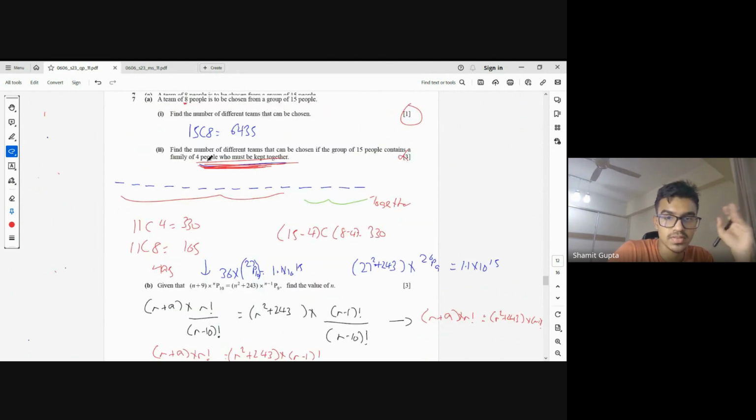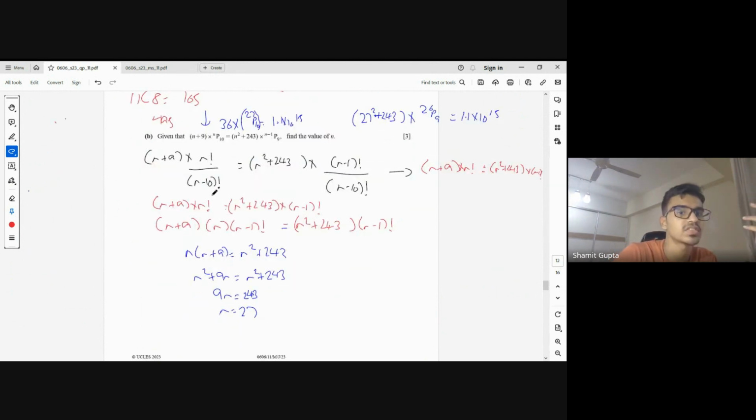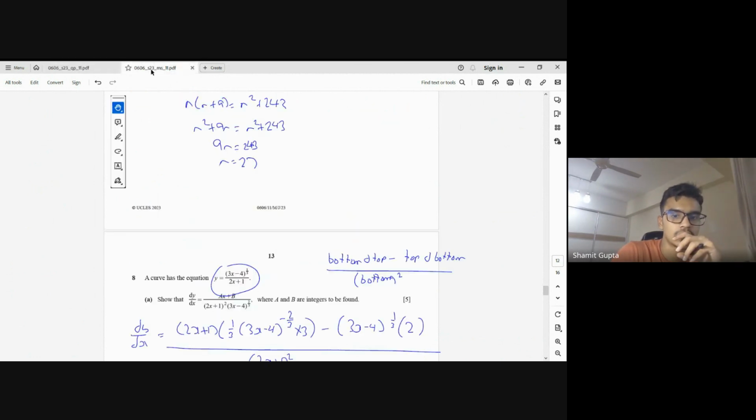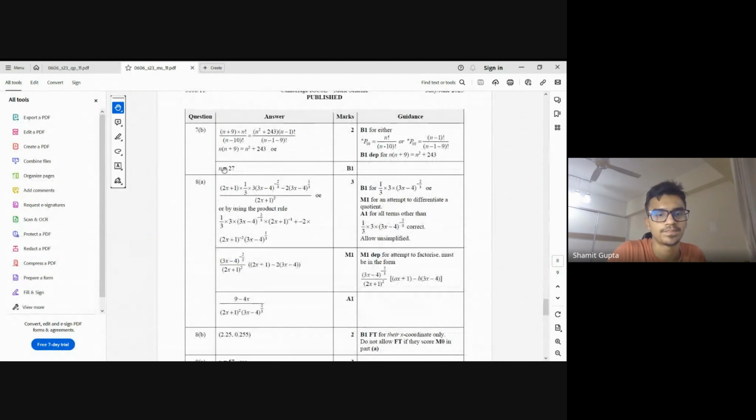So these are common mistakes which students might make. If I'm making this mistake, there are even higher chances that you'll make it, because I've been teaching advanced. So then you have n is equal to 27.